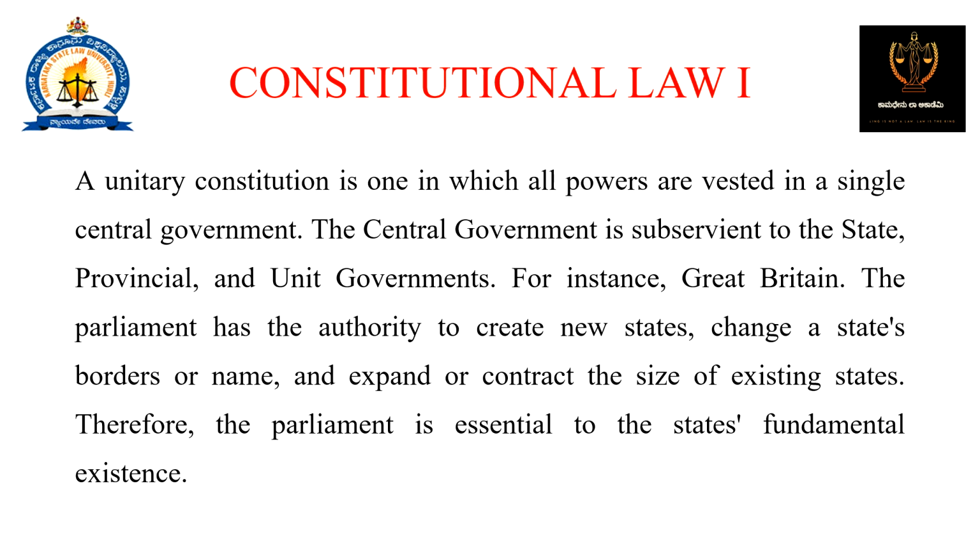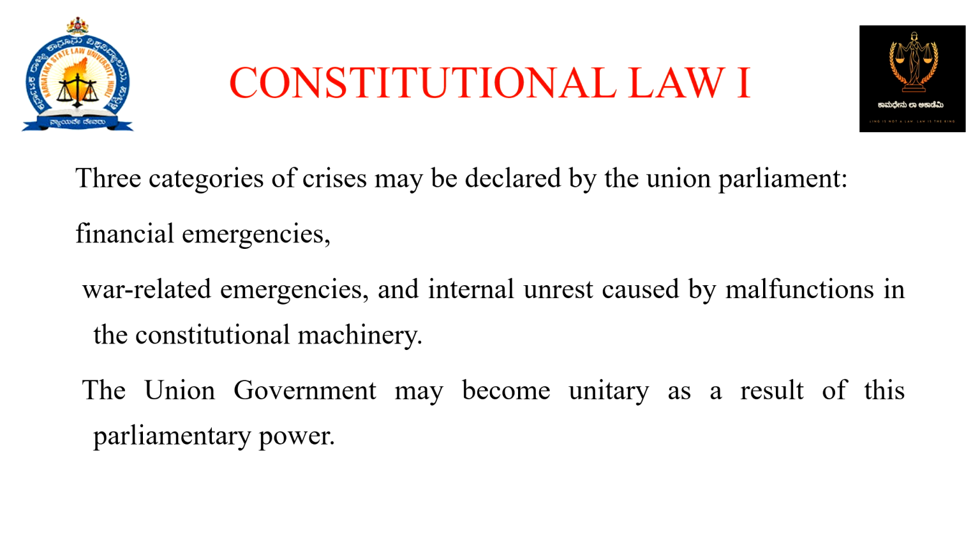So, a unitary constitution is one in which all powers are vested in a single central government. The central government is superior to the state, provincial, and union governments. For instance, Great Britain. The Parliament has the authority to create new states, change the states' borders, or expand or contract the areas of existing states. Therefore, the parliament is essential to the states' fundamental existence. Three categories of emergency may be declared by the Union Parliament, including financial emergencies and war-related emergencies. The Union government may become unitary as a result of this parliamentary power.